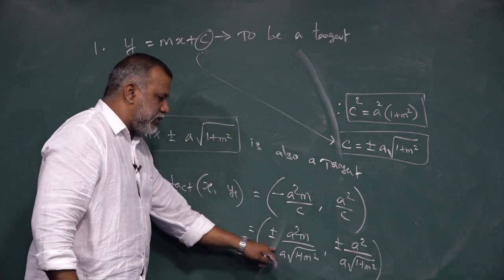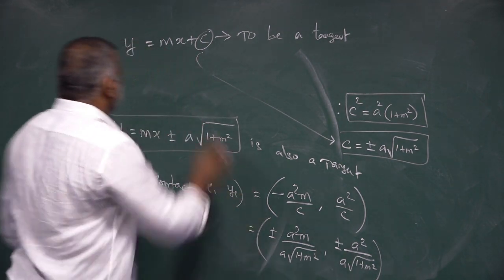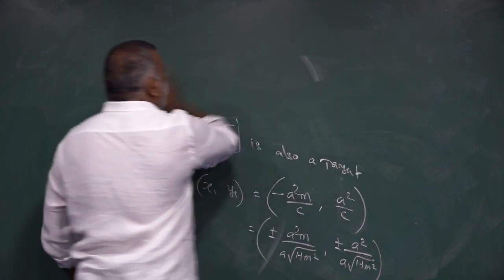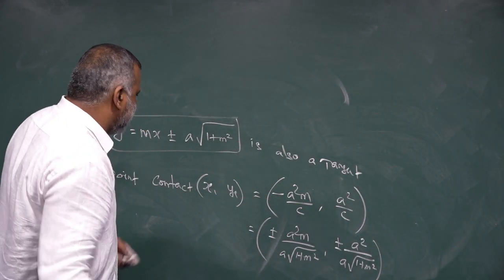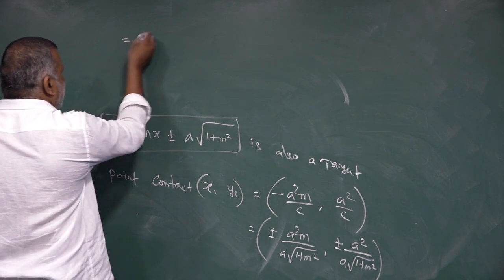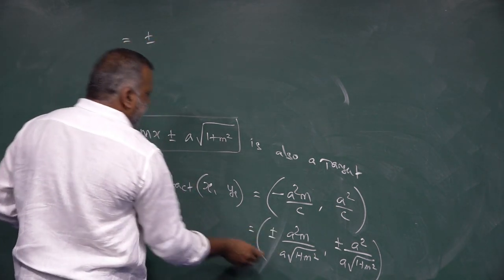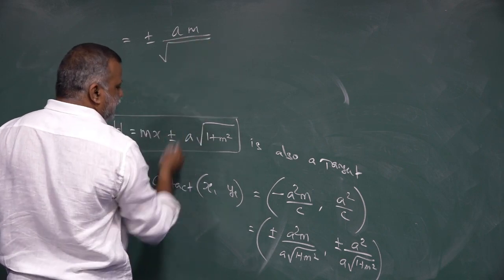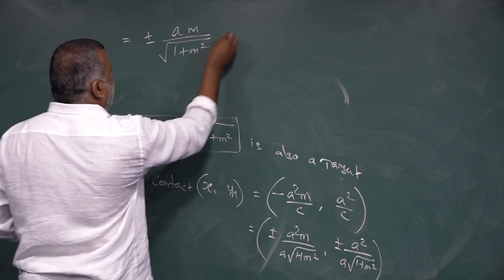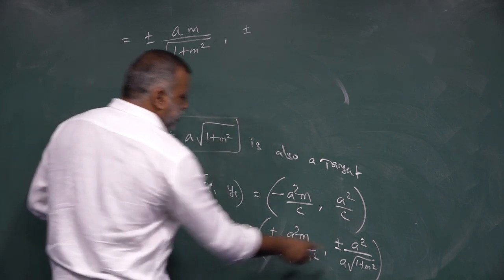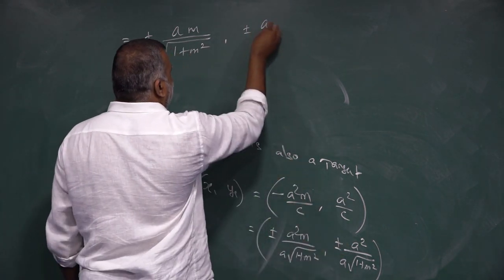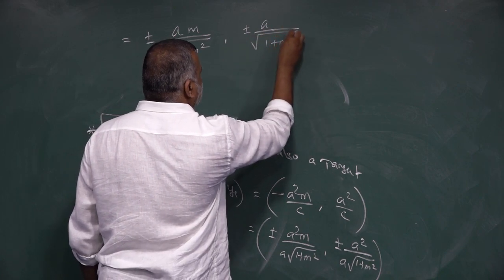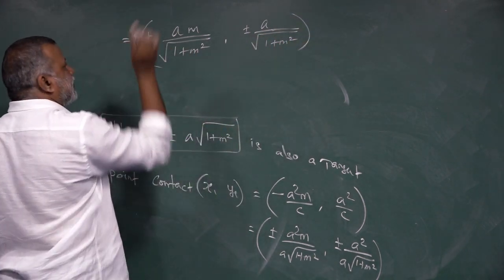Here we can remove this a squared and a. Therefore, the point of contact is, I can use plus or minus, a will be removed. Therefore, am divided by root of 1 plus m squared, again comma plus or minus, here a once again removed, a divided by root of 1 plus m squared. So this is the point of contact.